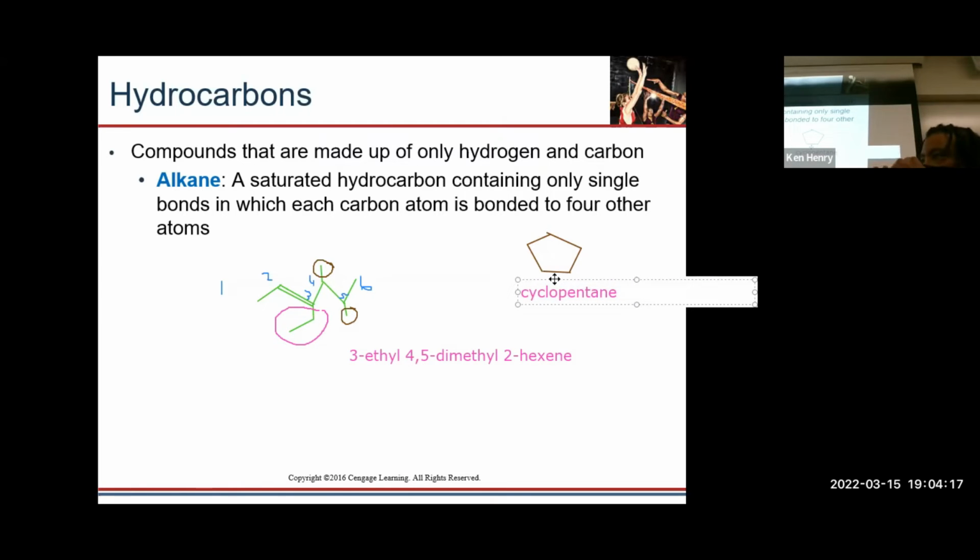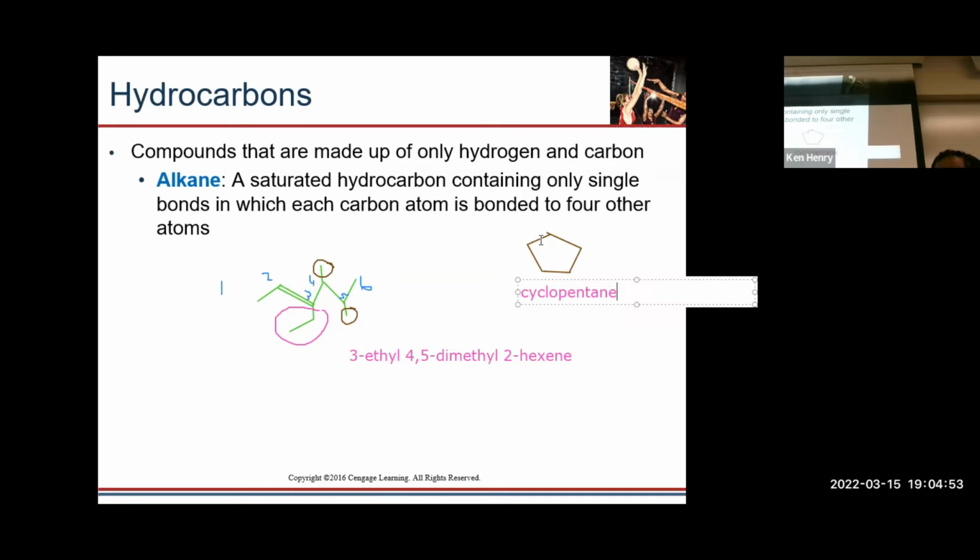That's right, because it forms a ring structure, right? It closes in on itself. Anytime that we have a ring structure forming, all the carbons are connected in a circle, right? Cyclo. So these are called cycloalkanes, right? But its specific name is cyclopentane because it's a 5-carbon chain.